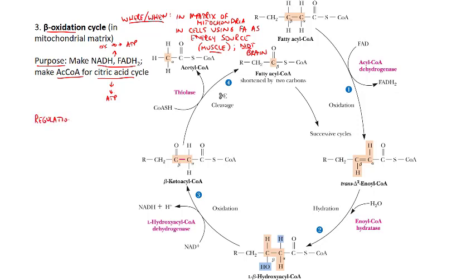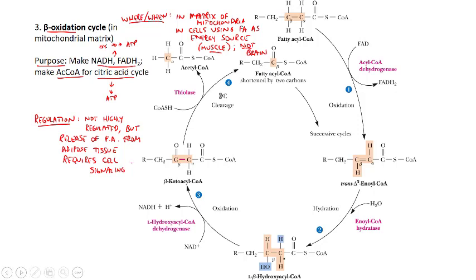The regulation: beta oxidation itself is not highly regulated. But release of fatty acids from adipose tissue requires hormone signaling. So that functions as a form of indirect regulation of when the cells break down fatty acids or don't.